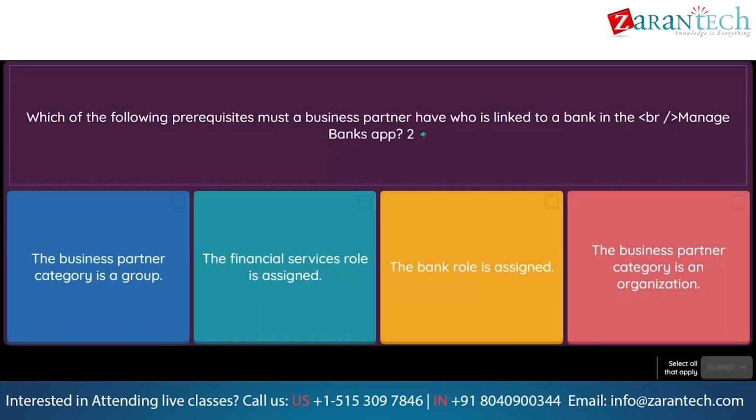Question: which of the following prerequisites must a business partner have who is linked to a bank in the Manage Banks app? Option 1 The business partner category is a group. Option 2 The financial services role is assigned. Option 3 The bank role is assigned. Option 4 The business partner category is an organization.